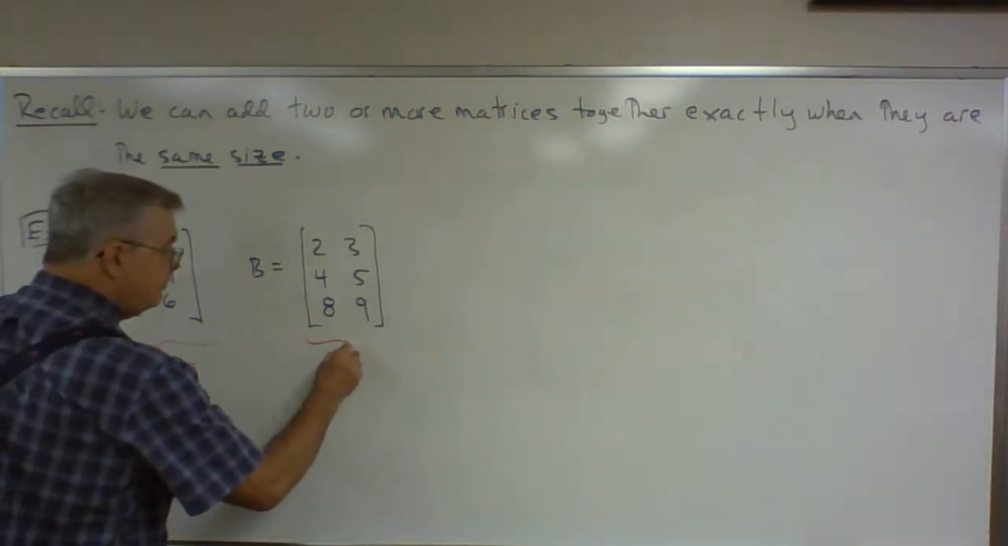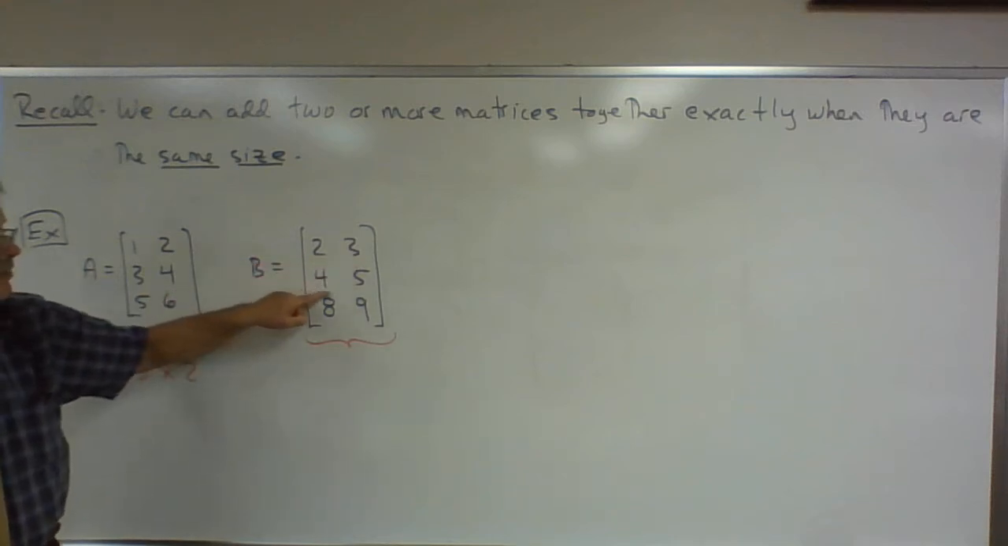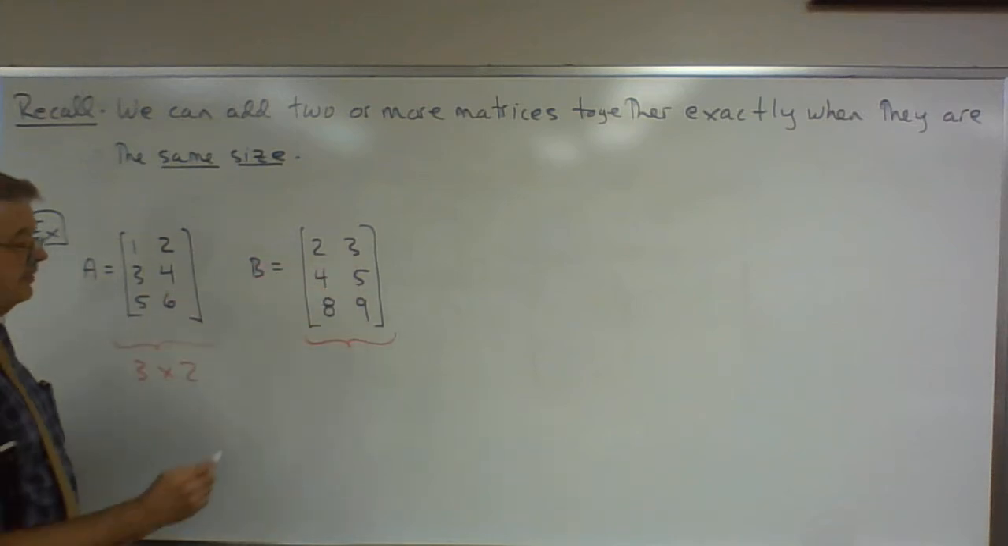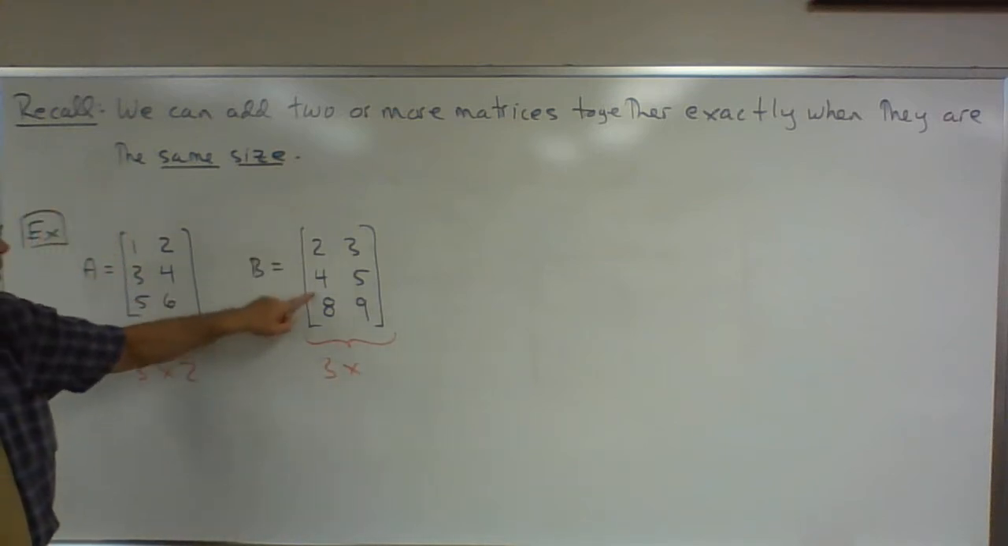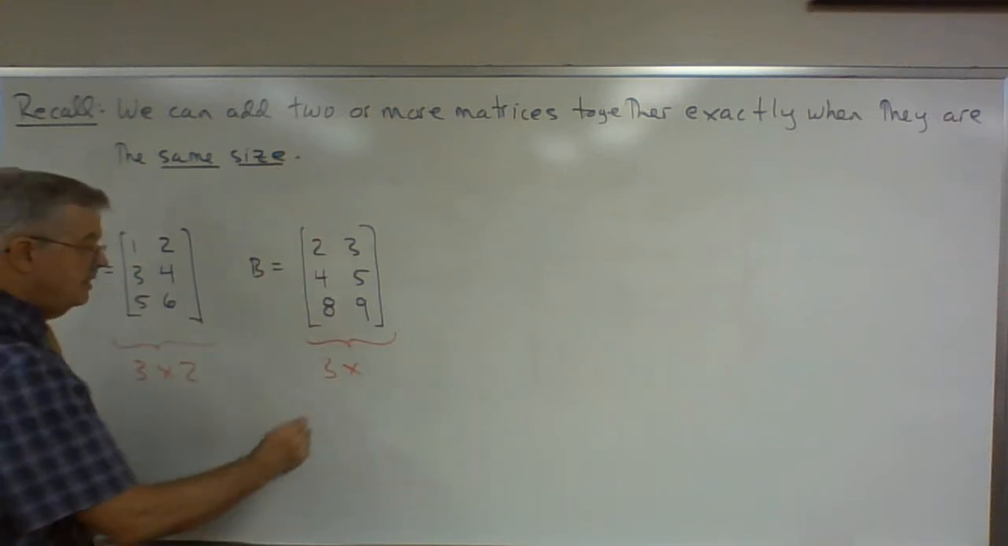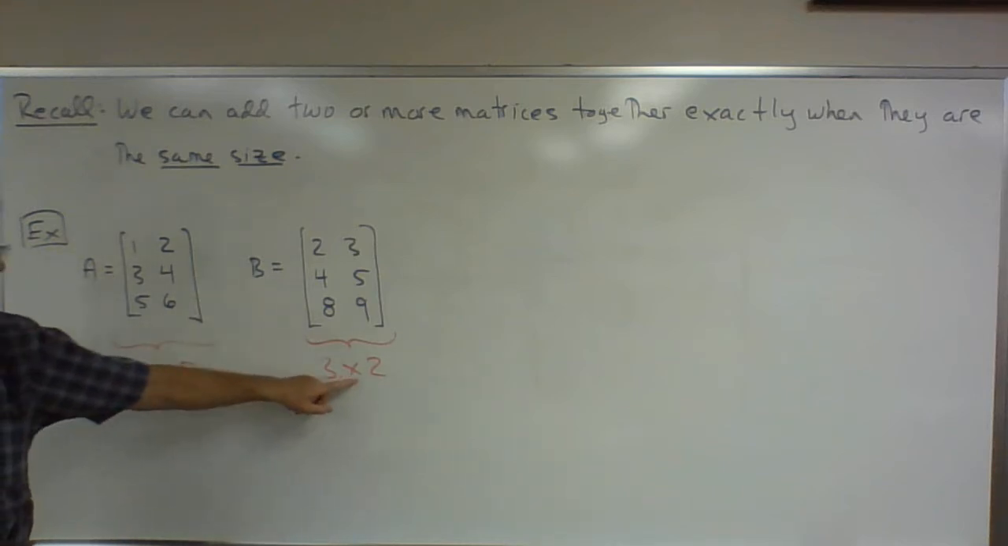What about this matrix? We have 1, 2, 3 horizontal rows, and we have 1, 2 vertical columns. So the size of the first matrix is 3 by 2. The size of the second matrix is 3 by 2.